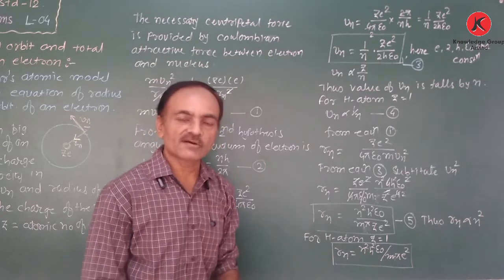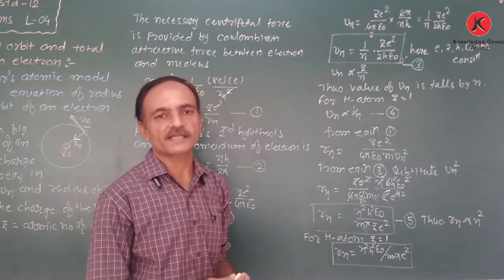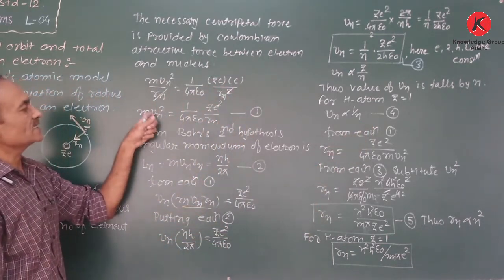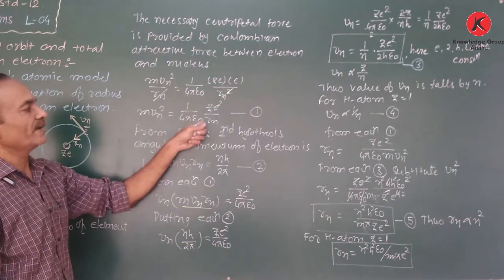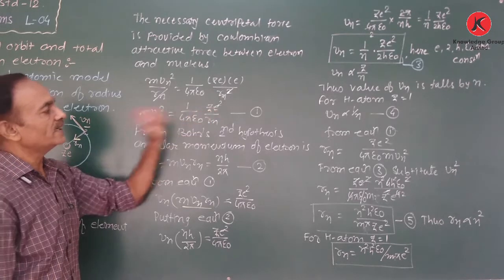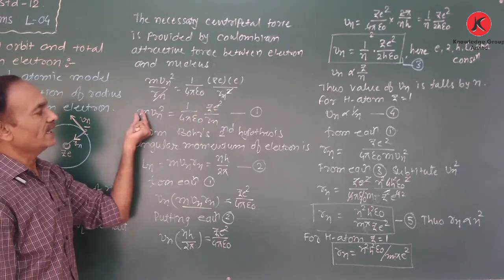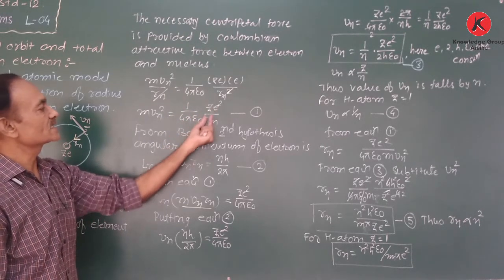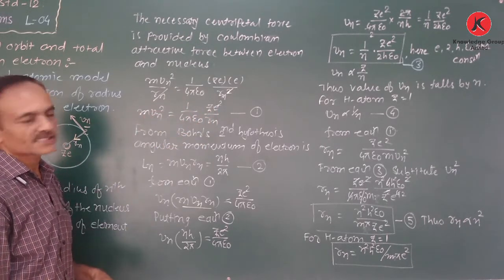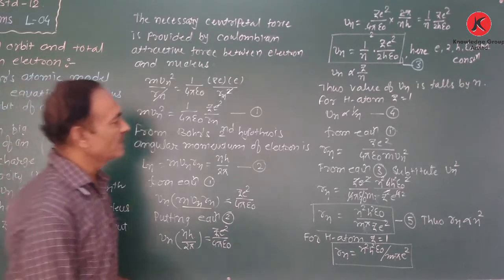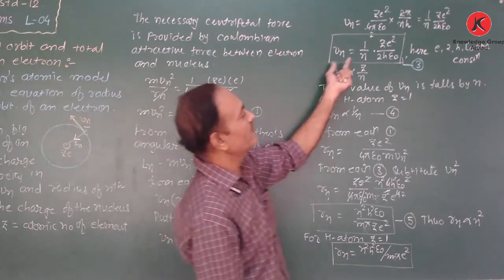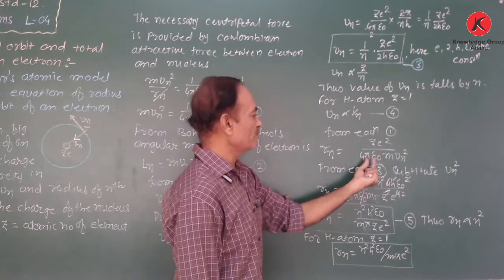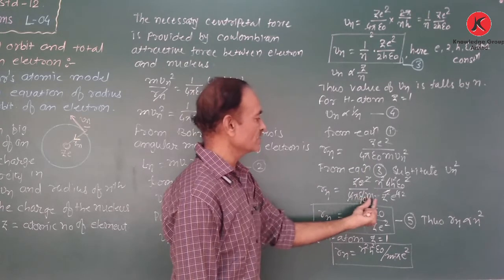Now we are interested to obtain the equation of radius of nth orbit. For that purpose, from equation 1: m vn square is equal to 1 upon 4 pi epsilon 0 times Z e square upon r. Therefore, r is equal to 1 upon 4 pi epsilon 0 times Z e square upon m vn square. We substitute the value of vn square from equation 3.